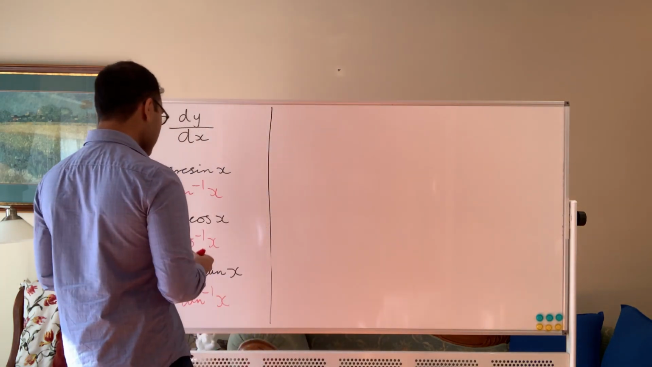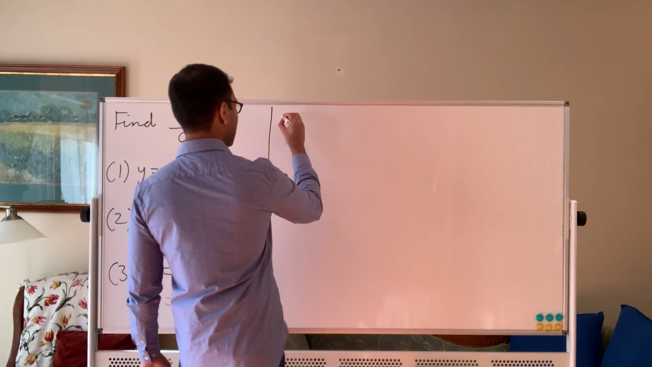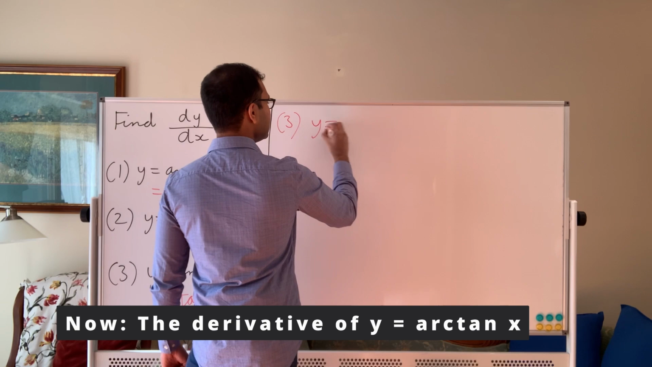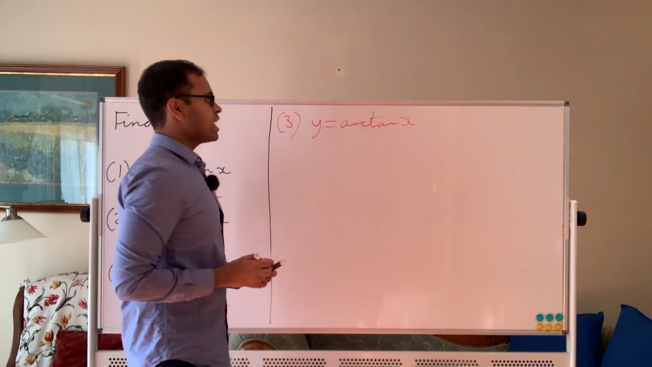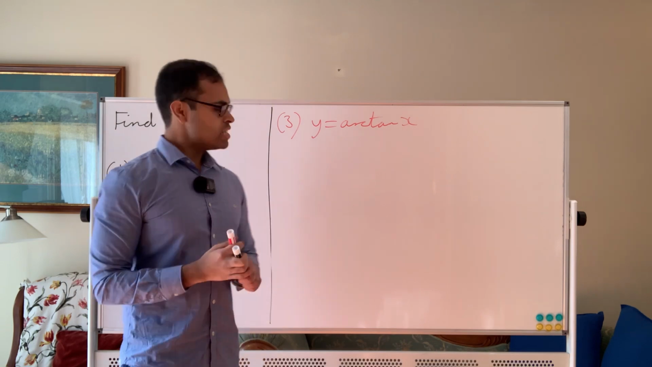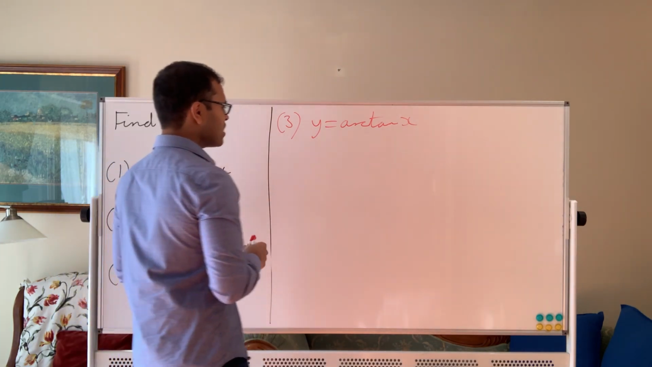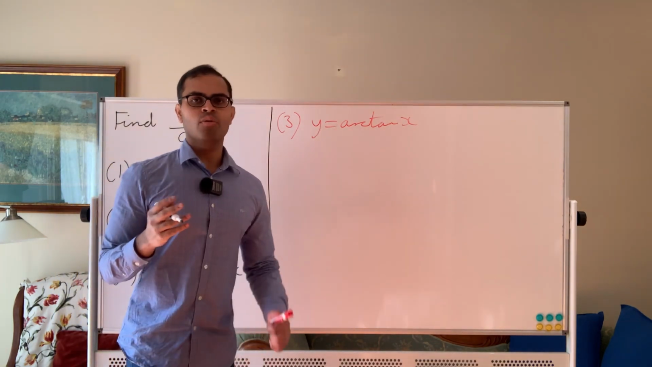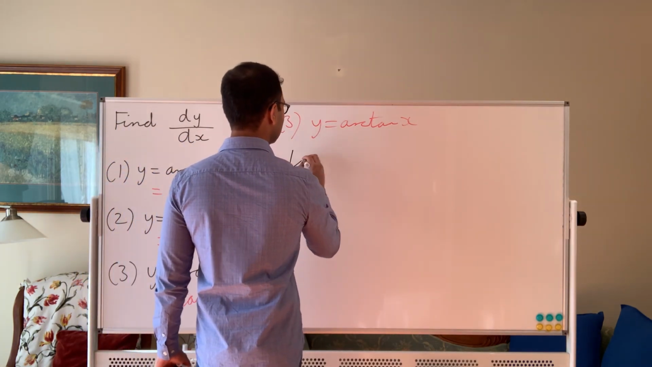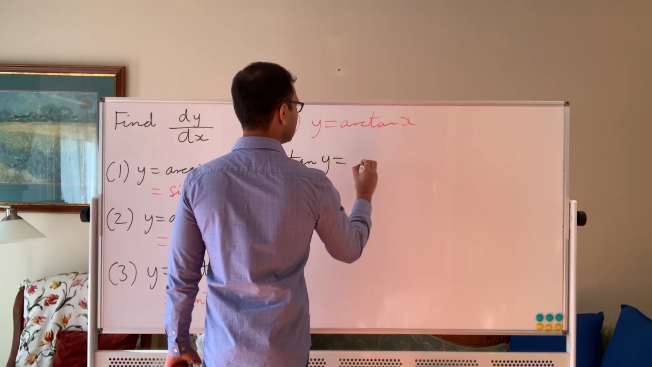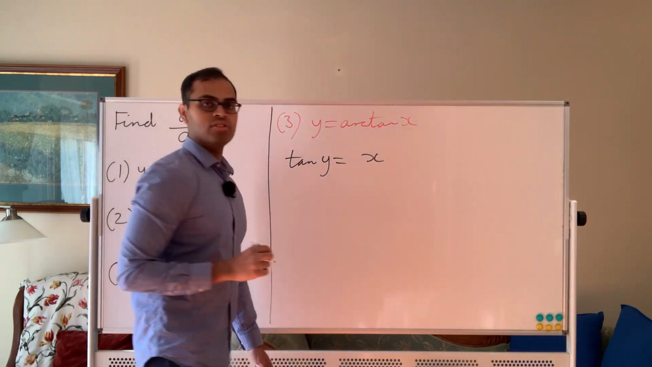So let's go to arctan x. What is going to be the derivative of arctan x? So this is 3. y is equal to arctan x. This is going to be another trig identity, so let's dive into it. Again, same deal: we don't like arctan, but we like tan. So we're going to put the tan on both sides. We get tan y equals tan of arctan x, which is just x.